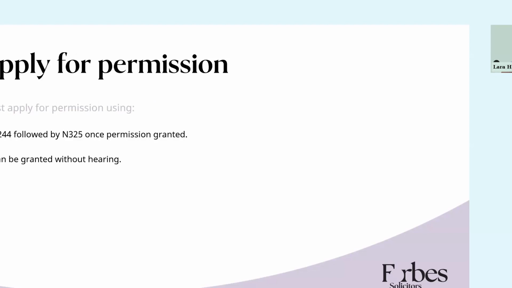So to apply for permission in any of those circumstances I've just discussed, you'll need to use the form N244, which is the general court application form. And then once the court grants permission, you then need to go back to the original request for warrant form, which is the N325 we've also just looked at. Permission can be granted without a court hearing. However, some courts do still seem to list for a hearing even though they don't need to. It just depends on the court or the judge dealing with the request.